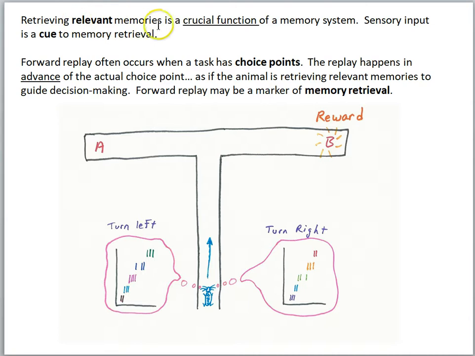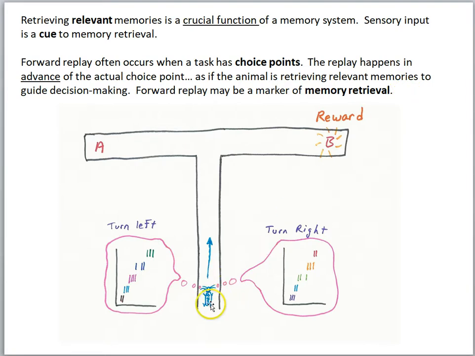Retrieving relevant memories is a crucial function of a memory system. Sensory input is a cue to memory retrieval. Forward replay often occurs when a task has a choice point. Now, the replay happens in advance of the actual choice point, as if the animal is retrieving relevant memories to guide decision making. So forward replay may also be a marker of memory retrieval, not just consolidation.